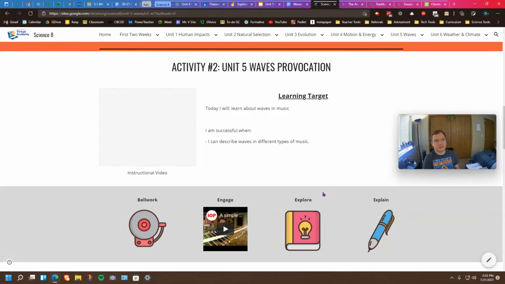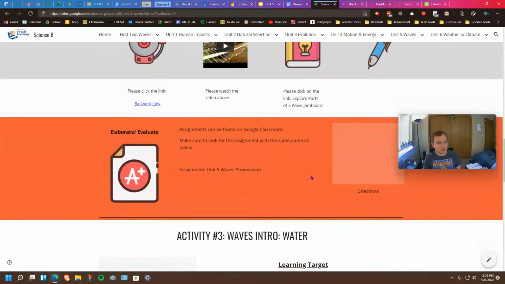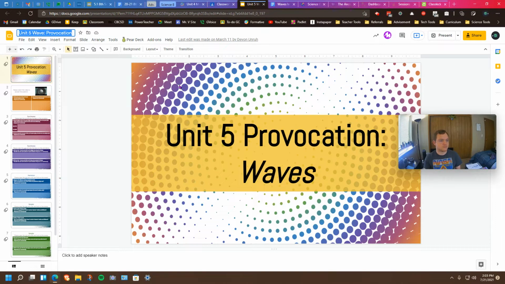8th grade science, these are the directions for the Unit 5 Waves Provocation. So you're going to find that on Google Classroom. It is a slides assignment. I have it open right here. And so as I kind of said, you're going to be learning about waves through music.